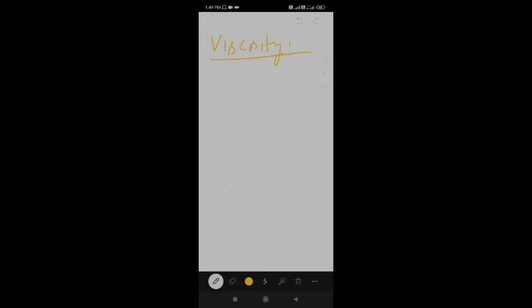We denote this with eta. Eta is not viscosity, it is a coefficient of viscosity which describes the viscosity property of a gas. That you have to note. You can't simply write eta inside the brackets as viscosity. Eta is a coefficient of viscosity which describes the property of viscosity of any gas. Now let us consider three layers of a gas.